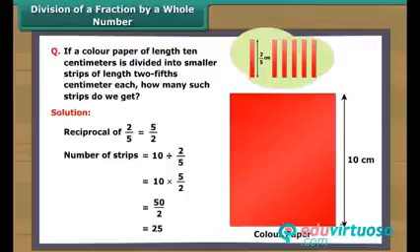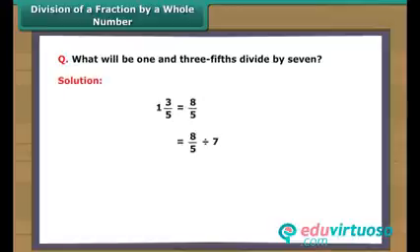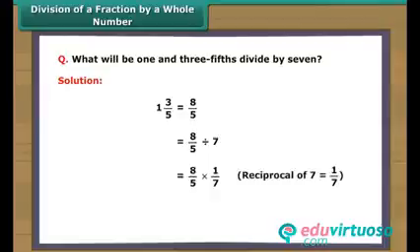Thus, to divide a whole number by any fraction, multiply that whole number by the reciprocal of that fraction. What will be 1 3/5 divided by 7? Let us first make the mixed fraction an improper fraction. We get 8/5 divided by 7. This is equal to 8/5 multiplied by 1/7, since 1/7 is the reciprocal of 7. This gives 8/35 as the answer.